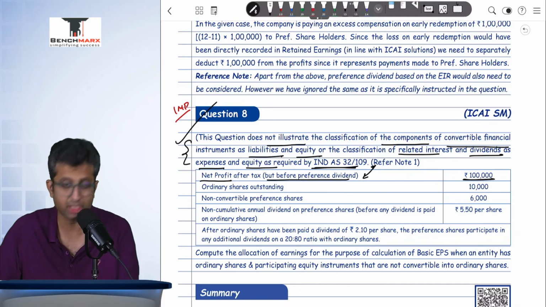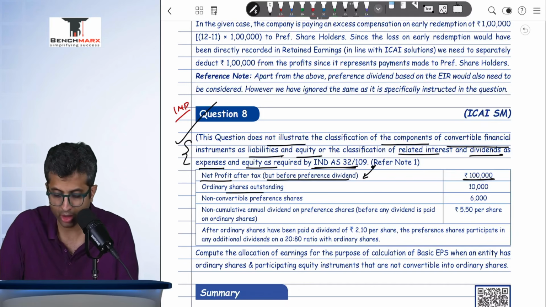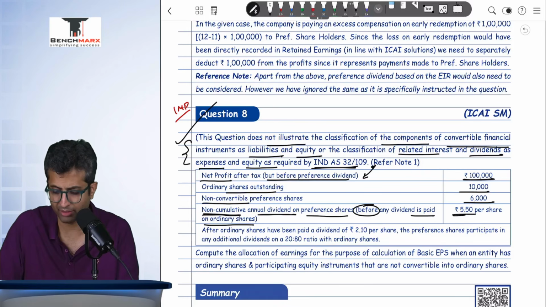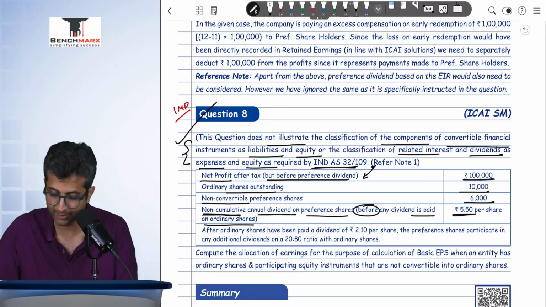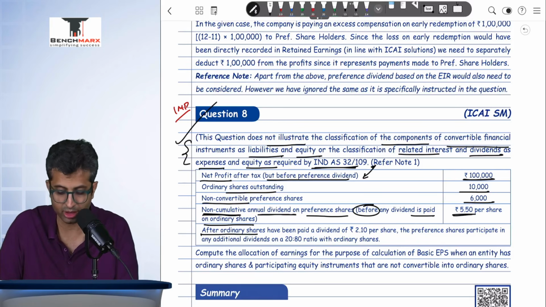This is 1 lakh, clearly given to you before preference dividend. Ordinary shares outstanding are 10,000. Non-convertible preference shares are 6,000. Now the non-cumulative annual dividend on preference shares before any dividend can be paid on ordinary shares is 5.5. Can I say this is a fixed preference dividend to be paid before any equity dividend is to be paid? Yes, sir. After ordinary shares have been paid a dividend of 2.1.